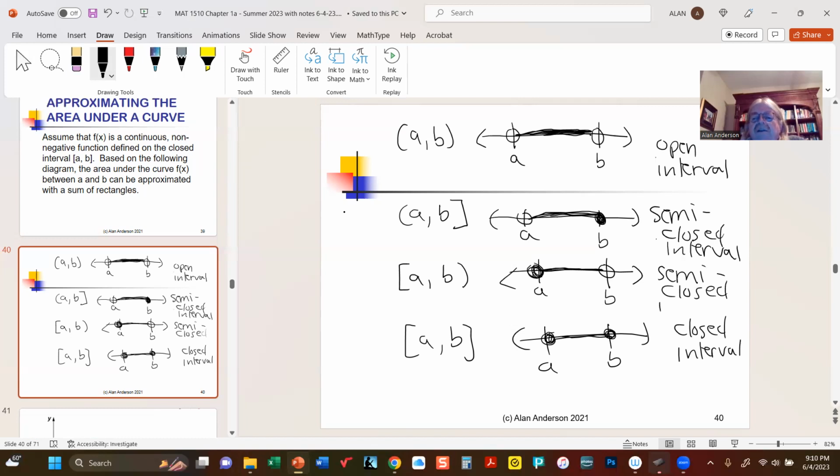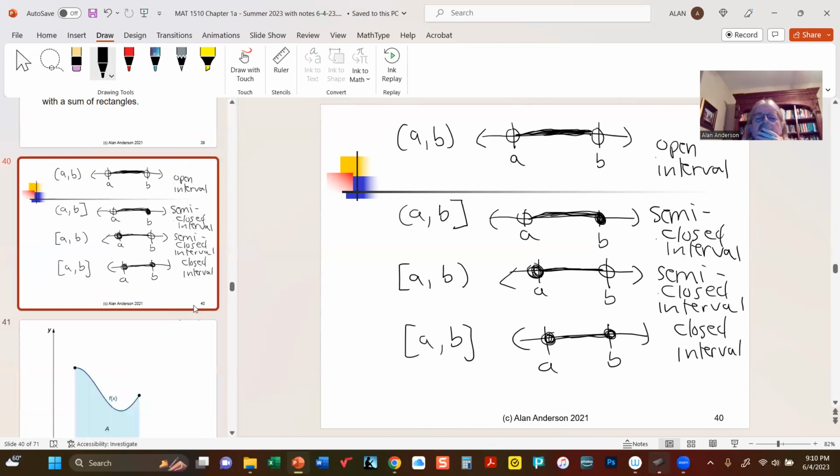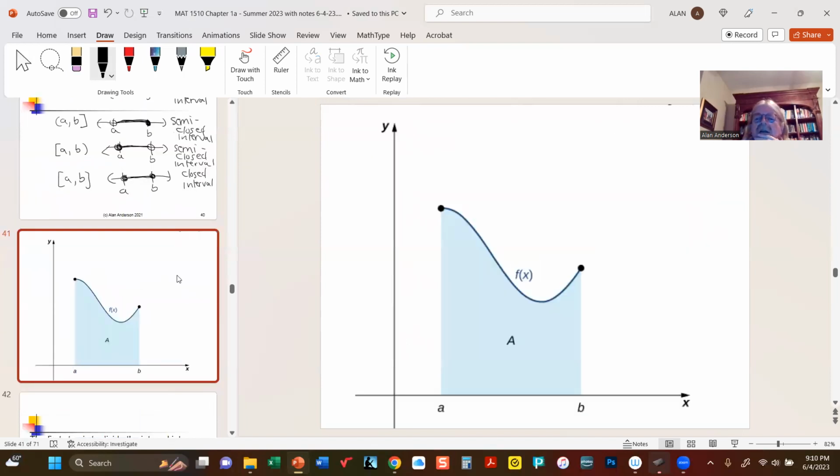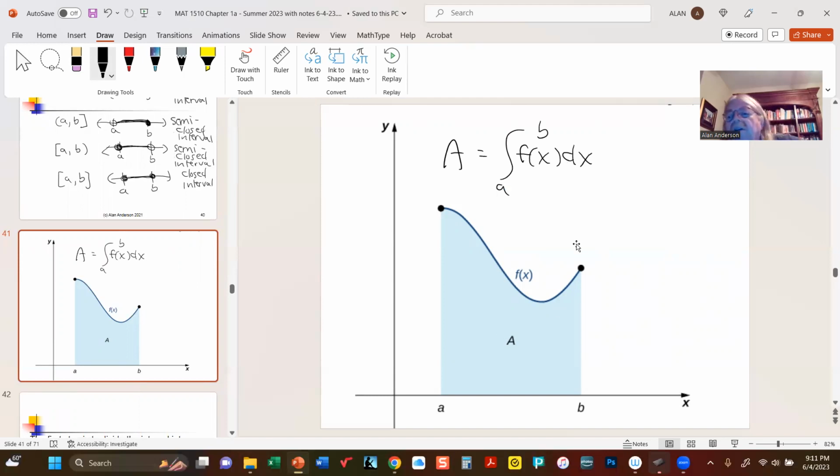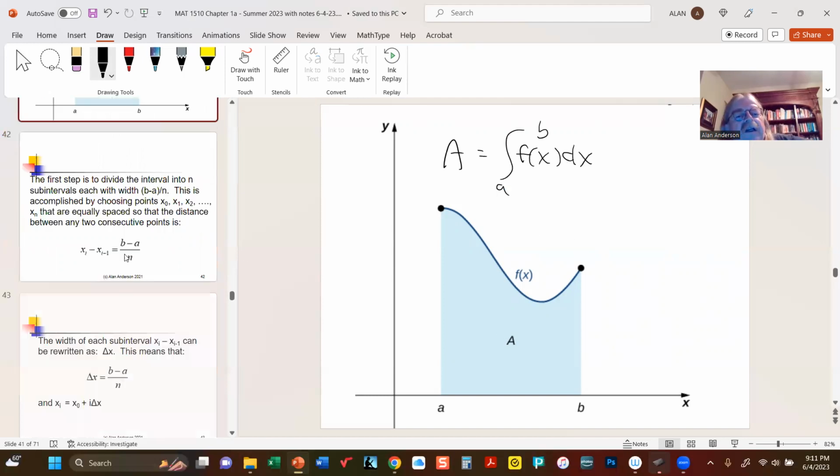Okay, just in case you've forgotten how this notation works, when we're looking at intervals like this, there are only four possibilities. It's open, closed, semi-open, or semi-closed on the upper side and on the lower. Anyway, this is what this looks like. Now, if we wanted to know the area under this curve between a and b, the area is the integral of this function, according to the fundamental theorem of calculus, which we'll look at again later.